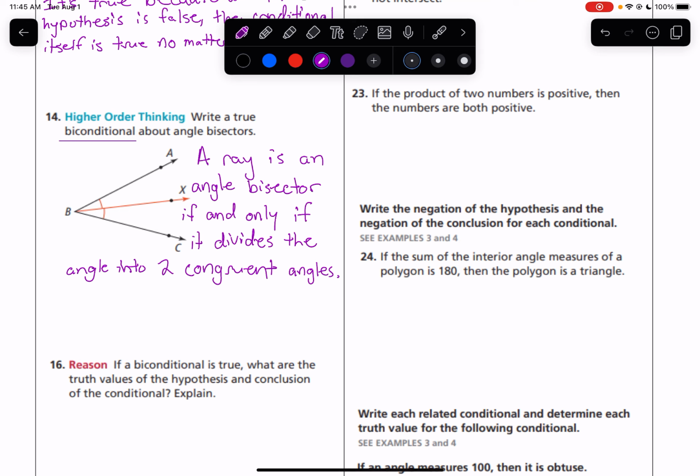And now you see we could read that both forwards and backwards, right? If we have a ray and it divides an angle into two congruent angles, then we know we have an angle bisector. If we have a ray that is an angle bisector, we know that it divides the angle into two congruent angles. So that biconditional there is true.